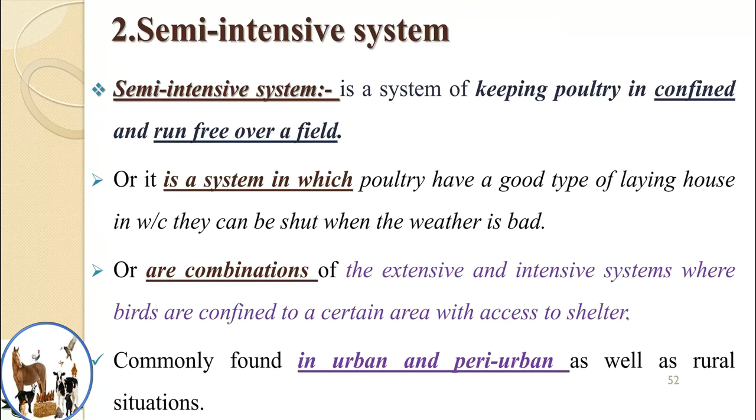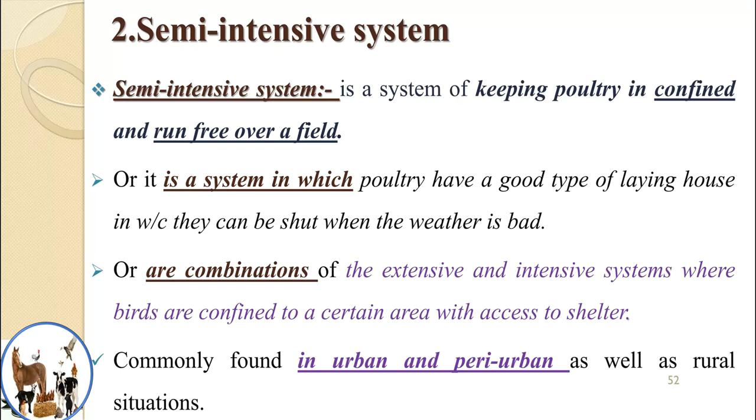Whereas the semi-intensive system is keeping poultry confined but allowing them to run free over the field. So they are kept as confined animals. It is a system in which poultry have a good type of laying house, and what we can see is they can be shut in when the weather is bad, etc.